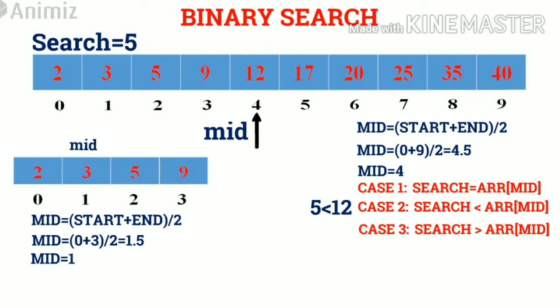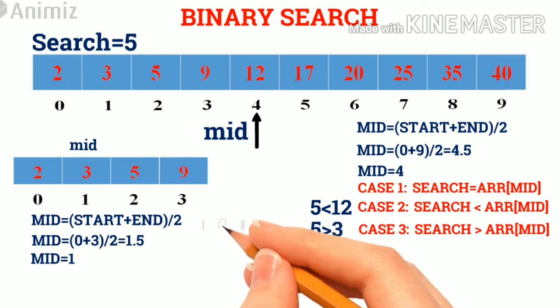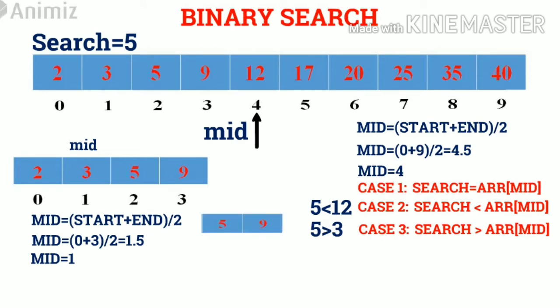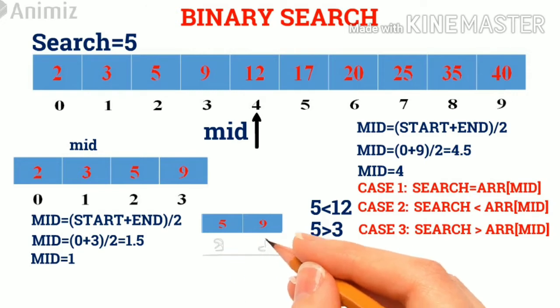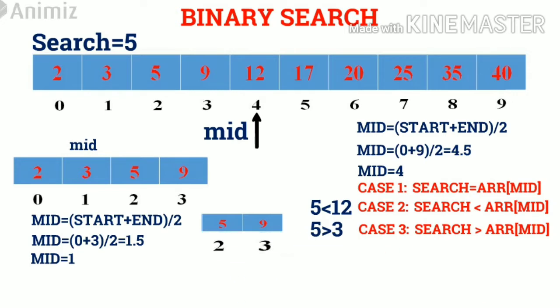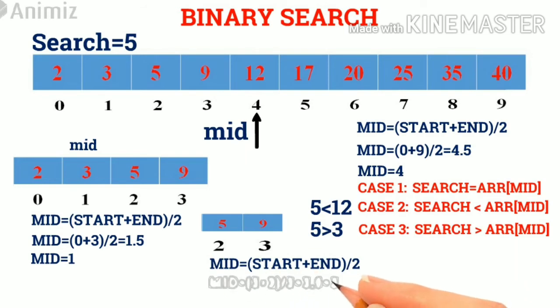Now again there will be 2 cases: either it will go to the left side or the right side. Here it goes to the right side, because 5 is greater than 3. So now it will discard the left side of the numbers. Right now we have 2 numbers, 5 and 9, at positions 2 and 3. Now again we will divide: middle is equal to 2 plus 3 divided by 2, equal to 2.5.